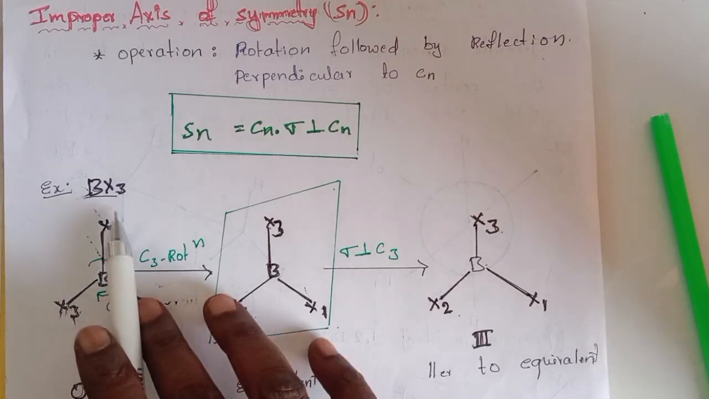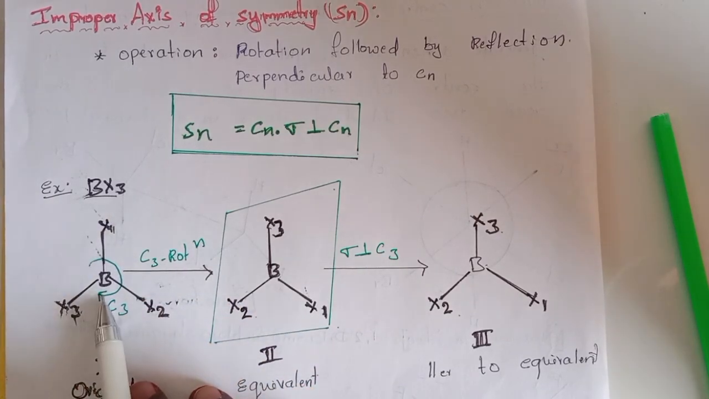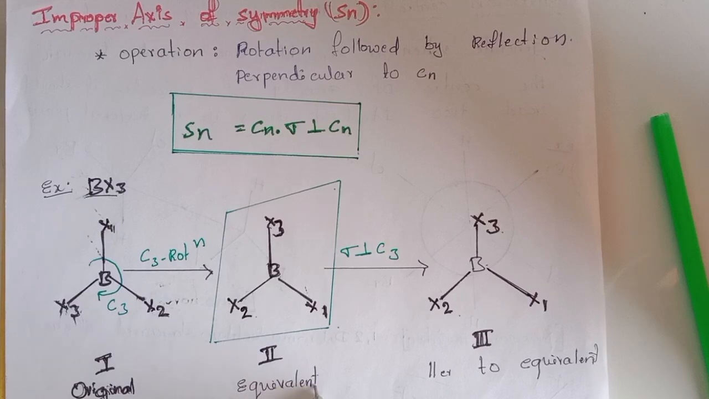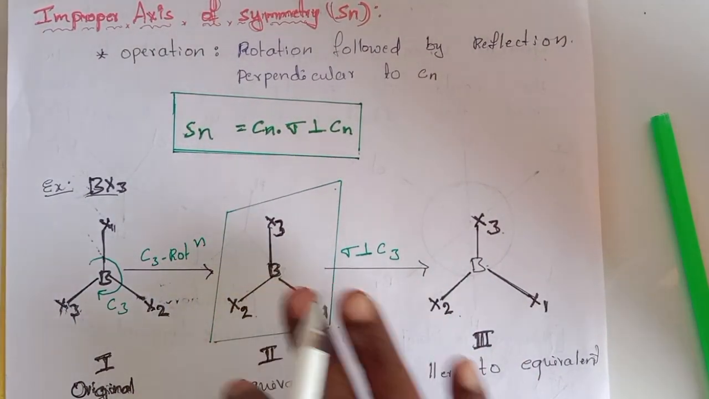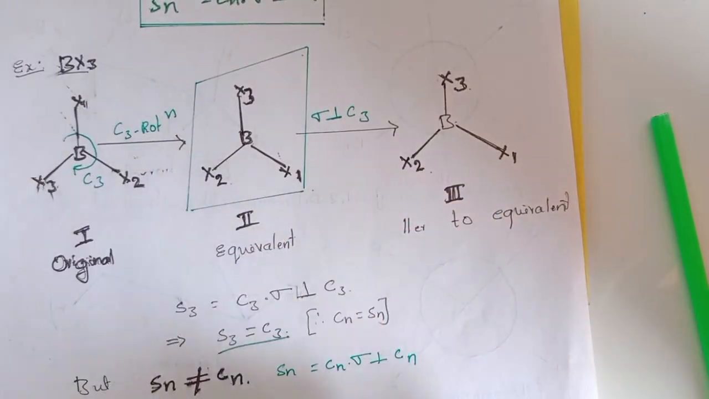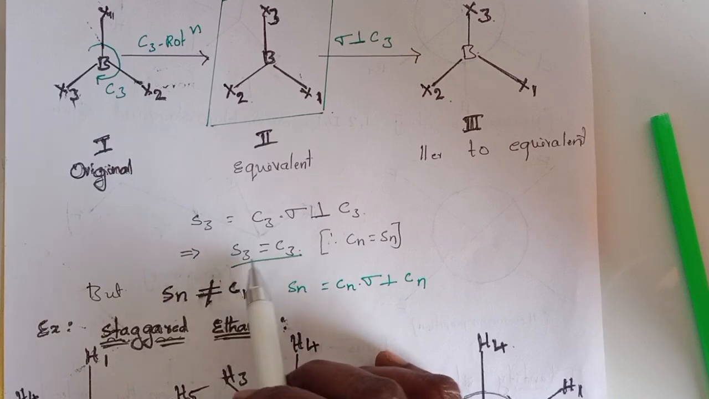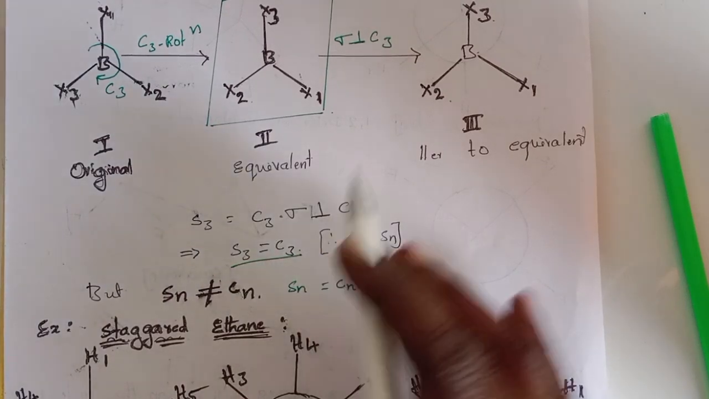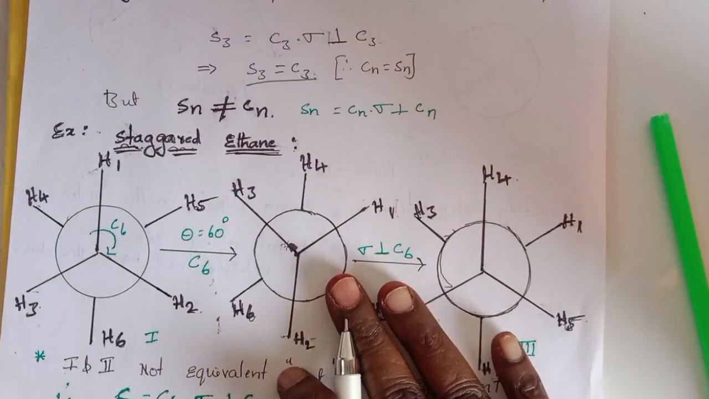If you see the BX3 molecule, by doing the C3 operation, that is the C3 rotational axis, we will get the equivalent structure like this. Again, by putting the plane, that is the molecular plane, there is no issue. Again, the resultant configuration is equivalent to the original configuration. In these cases, what we can say is S3 equals C3. By doing reflection or not, we will get the equivalent configuration.